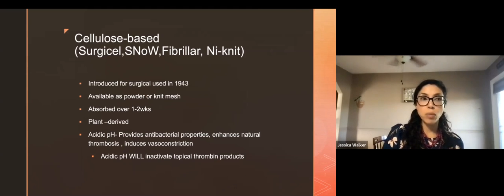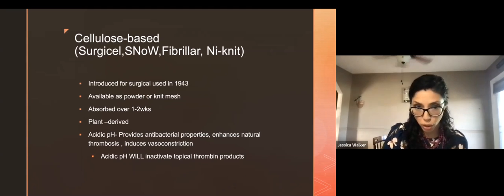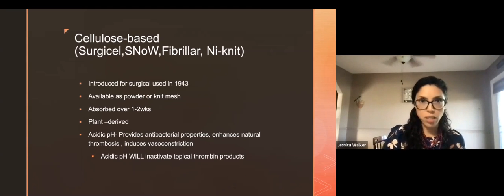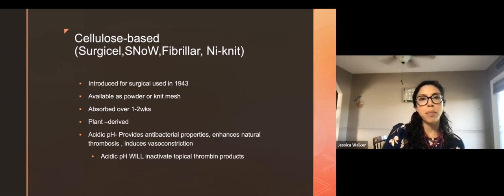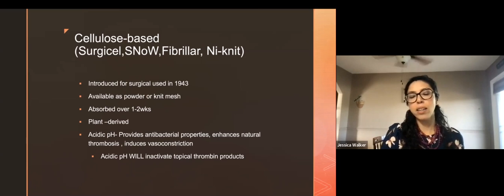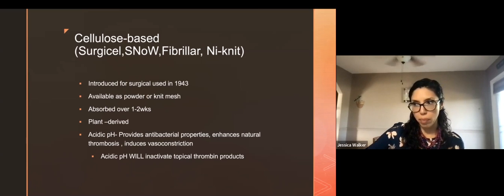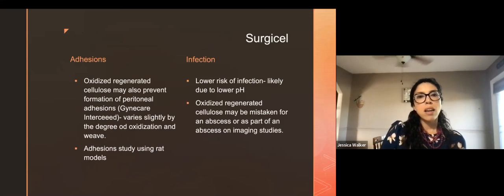Because it's acidic, it's going to give them two good qualities. One of them is going to decrease the risk of infection. So it has antibacterial properties, and they will also enhance thrombosis and induce vasoconstriction. One thing that I was not aware of, because of the acidic pH of Surgicel, this will inactivate topical thrombin products. So these are not to be combined with topical thrombin products. And a little bit more on Surgicel.